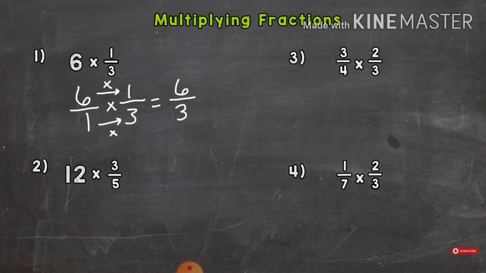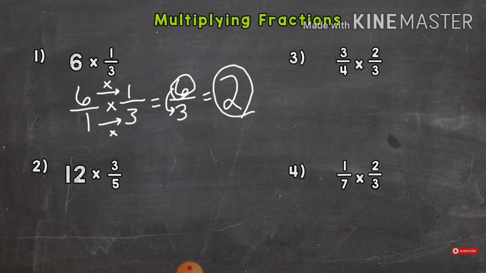So how do we convert it out of an improper fraction? We need to divide the numerator, the top number, by the denominator. So 6 divided by 3. That's going to give us a whole number here. So how many whole groups of 3 can we pull out of 6? Well, 2. Now, once we do that, is there anything left over? Is there a remainder? No. So our answer is 2. So 6 times 1/3 is 2.